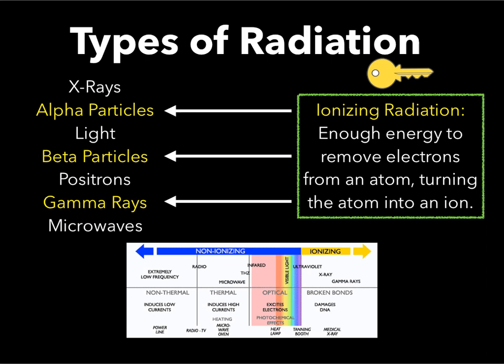and even microwaves. If you take a look at this image right here, you can see that there are two types of radiation: non-ionizing and ionizing. The three that we are going to talk about in this class are alpha, beta, and gamma. When we say ionizing radiation, we mean that these types of radiation have enough energy to remove electrons from an atom and ultimately turn that atom into an ion. And if you remember from our previous videos, an ion is anything that has a positive or negative charge.